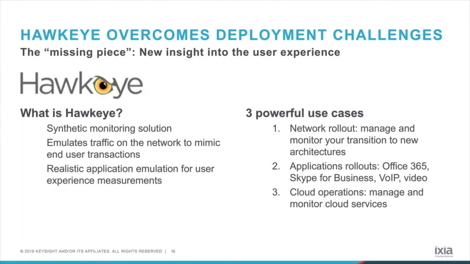The tool we're going to use to do that is called Hawkeye. So this is a traffic generator at heart. It's what we call an active monitoring solution or synthetic monitoring solution. What it does is emulate traffic, and it mimics really the end user behavior on the network, by placing endpoints or agents that are generating traffic where the end users are actually sitting. So from the branch side to the data center, for example, and we'll come back to it.